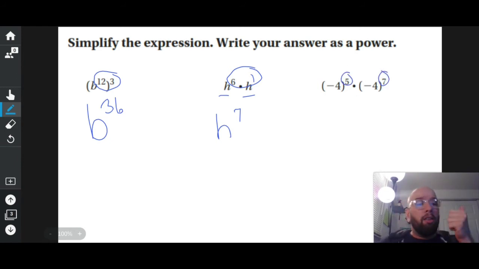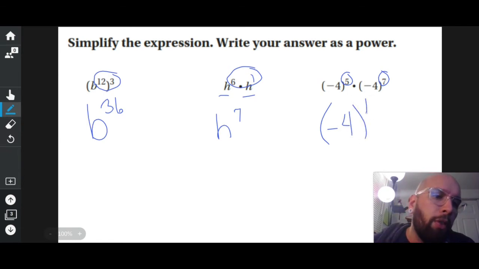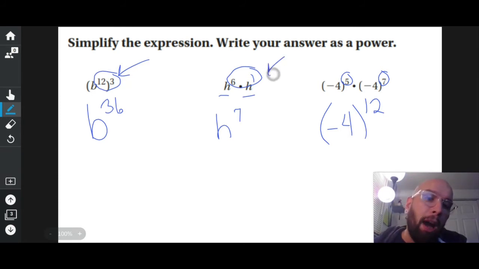So I would write out -4, -4, -4, and so on, which is 12 -4s, or 5 plus 7. So I would write out parentheses -4 to the 12th. That's the shortcut. A power to the power means you multiply. When you multiply powers, you add the exponents.